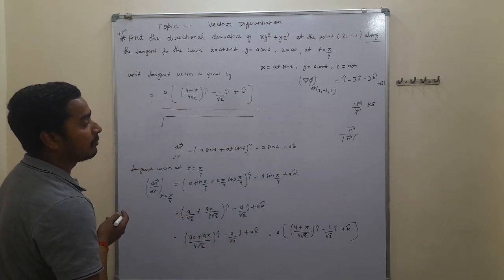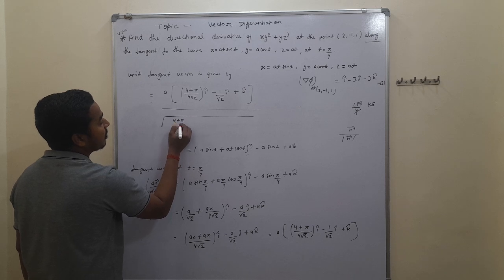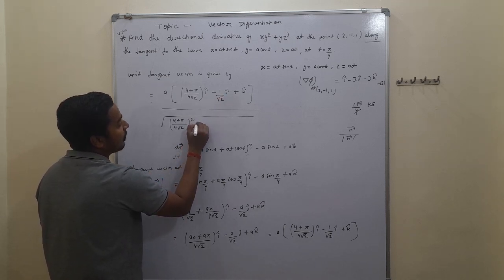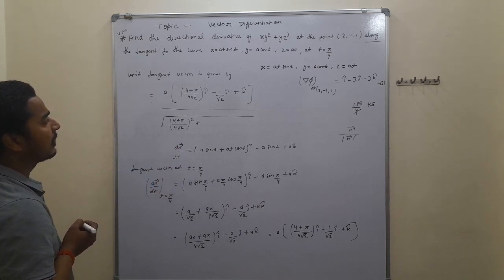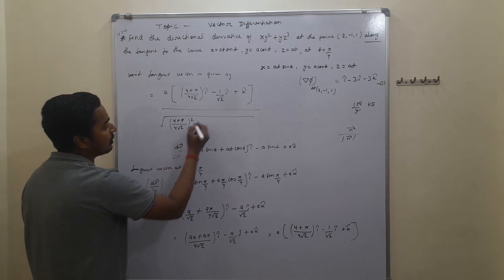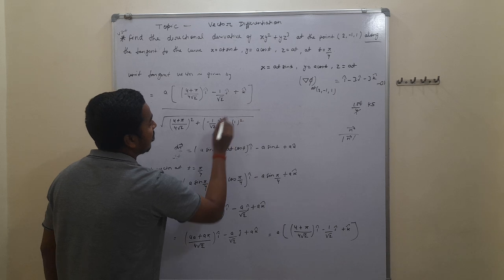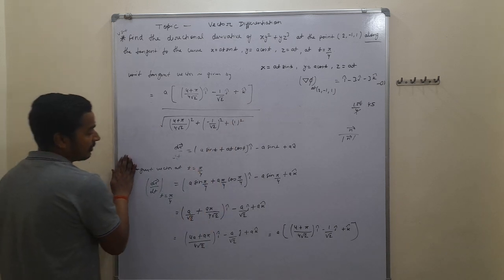in the square root we have to square. So we have to write here ((4 + π)/(4√2)) whole square, and here we can also write plus (−1/√2) whole square plus 1 square. And further we have to solve. We can find the unit tangent vector.